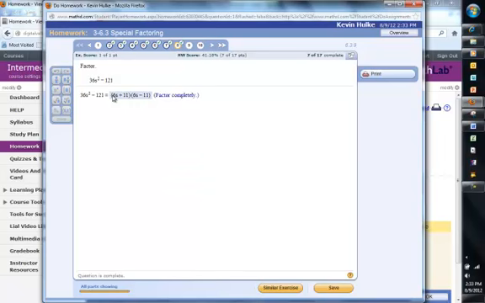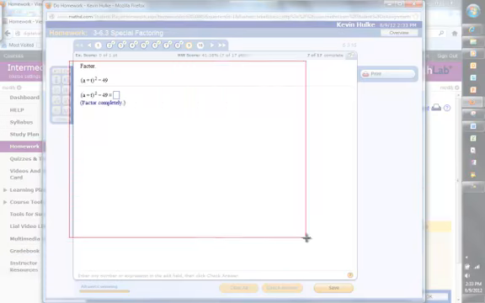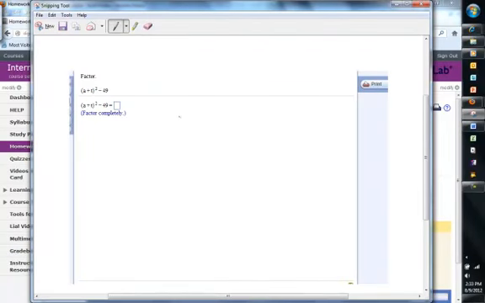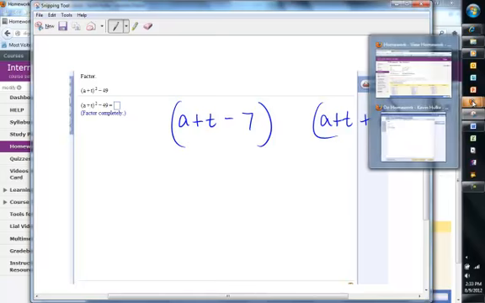All right, next one. Once again, we've got a difference of two squares. It's kind of interesting the way it is a difference of two squares. The first square is a plus t. The second square is 7. So it's a plus t plus 7, a plus t minus 7. Now you can't use your calculator very easily on that one, but you can certainly see that it is a difference of two squares.